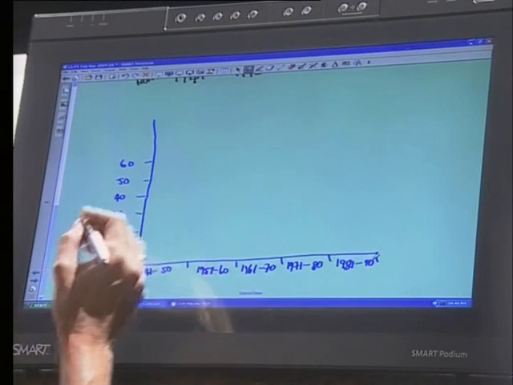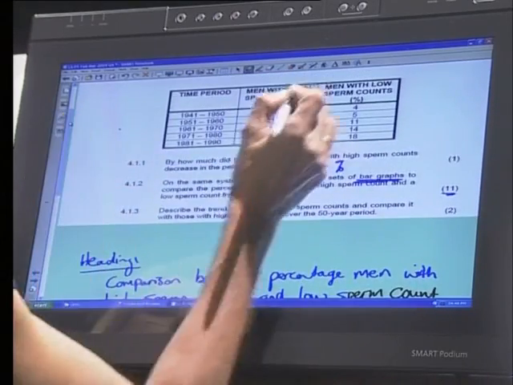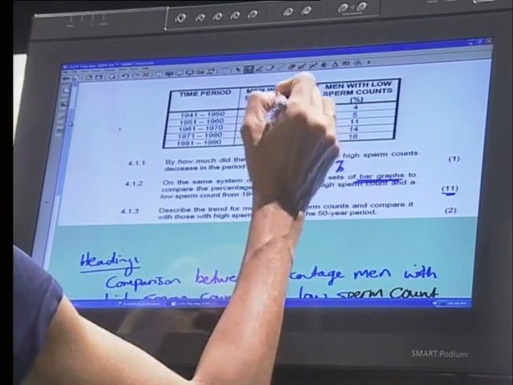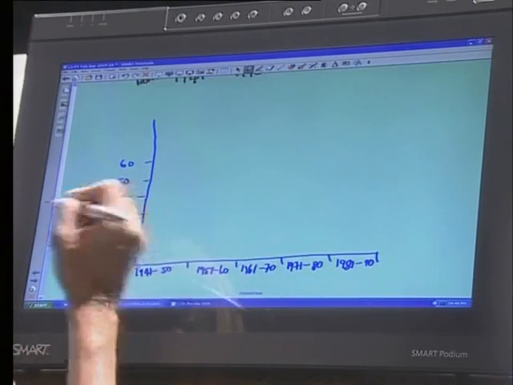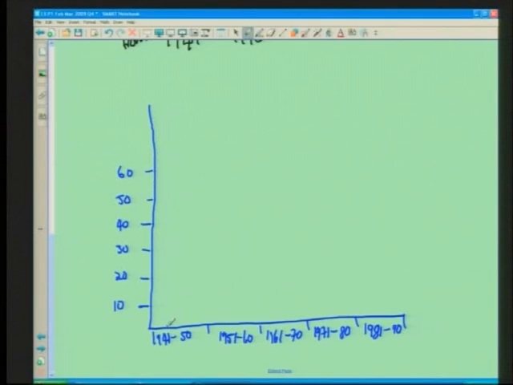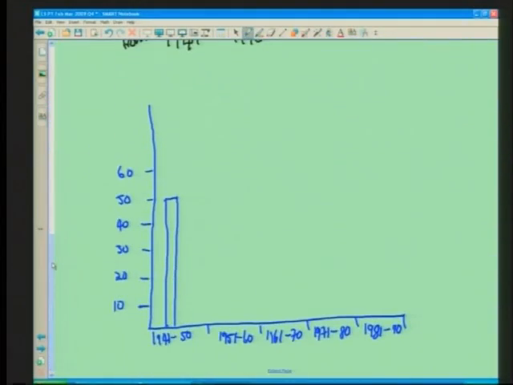Okay, now, going back to our question, remember, we're comparing high sperm counts and low sperm counts. So we do the high sperm counts first. Using a ruler, we know that it goes to 50, so it's to there. So this is our first, this is high sperm count. The next one is 42, I think. Let's just go back. It was 41, 40, 45. All right, so approximately 45 is going to be about there.